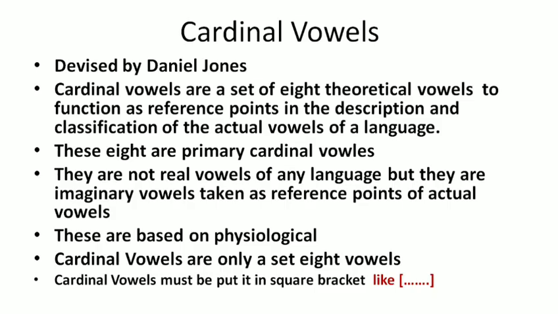Then before we classify and describe vowels, we have to look at what cardinal vowels are. Cardinal vowels are a set of vowels devised by Daniel Jones. Cardinal vowels are a set of 8 theoretical vowels. That is most important. A set of 8 theoretical vowels to function as reference points in the description and classification of the actual vowels of a language.